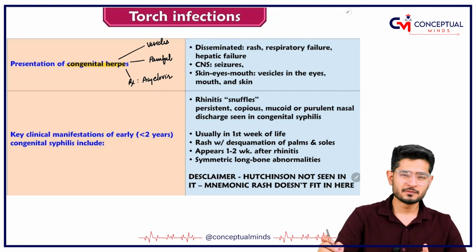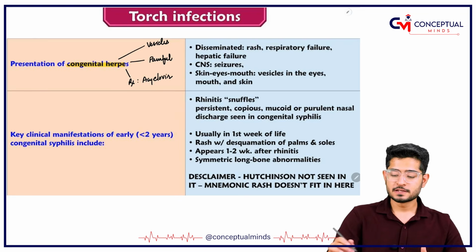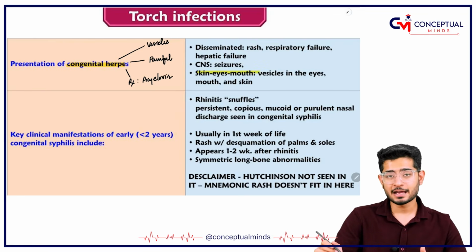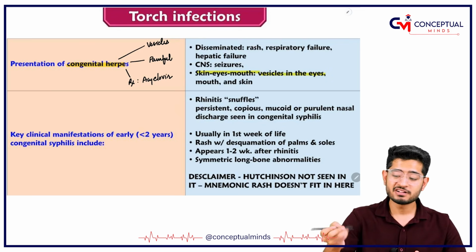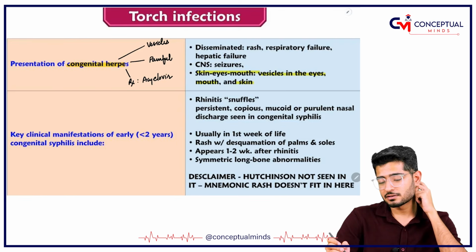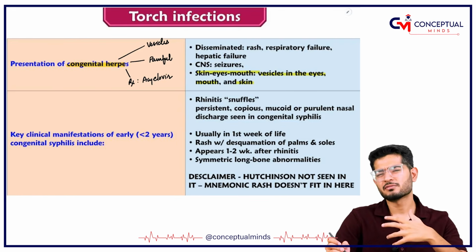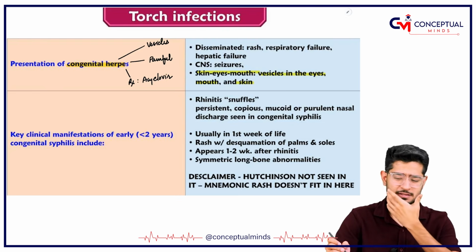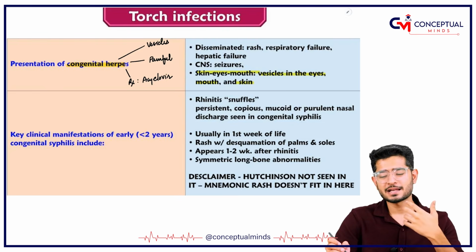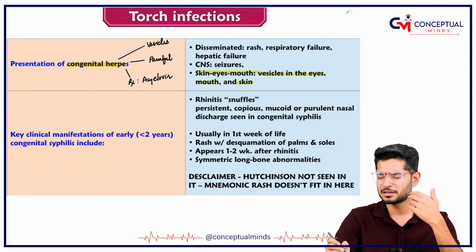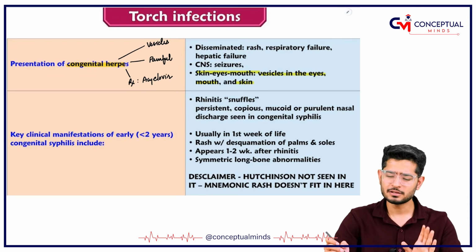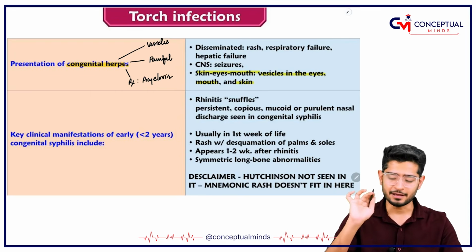For example, some variants of herpes are responsible for causing skin, eye and mouth disease: vesicles in the eyes, the mouth, the skin. Wherever, herpes has got a wide spread. So in CNS it causes seizures, in skin it causes rash, vesicles, respiratory failure, hepatic failure, what not, but not everything is important. Just remember whatever I have highlighted.